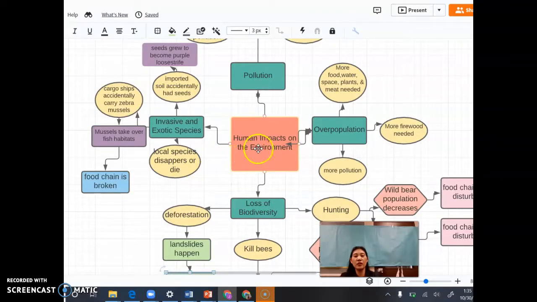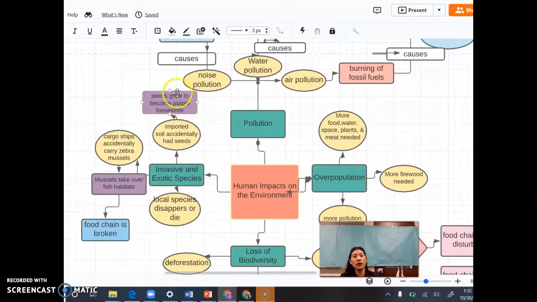What else? Human impacts on the environment. We have invasive and exotic species. Some species are imported, like seeds, or even soil that is imported but accidentally has seeds in it. Those seeds will grow and become, for example, purple loosestrife. What happens to those? It will eventually invade the area.